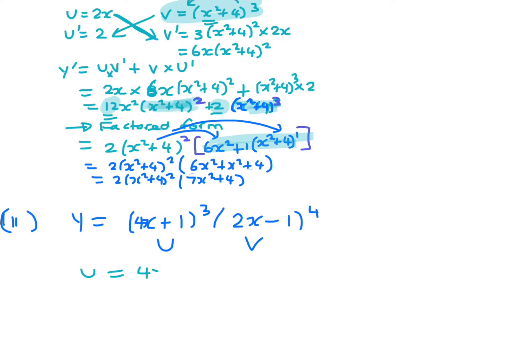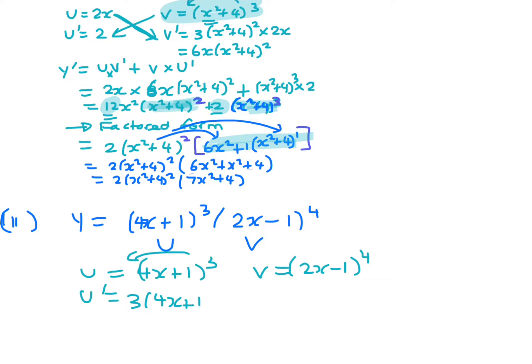So u equals (4x plus 1) to the power of 3. So we set it up, and v is (2x minus 1) to the 4. Differentiate each of these separately. So bring the 3 down the front, and you get (4x plus 1), take 1 away, you get 2, times the derivative of what's inside, that is 4.